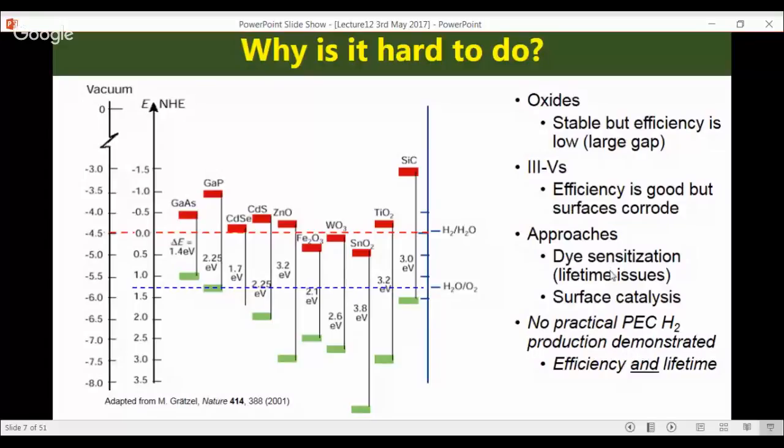Desensitization is something to do with the lifetime of the charge carriers. That is what we have not done. If it is necessary, we will do that. So now, if I were to take all these things into account and try to make a PEC hydrogen evolution cell, then its efficiency is always less. The production of hydrogen is demonstrated, but the efficiency is less. The efficiency and the lifetime are interrelated to each other.